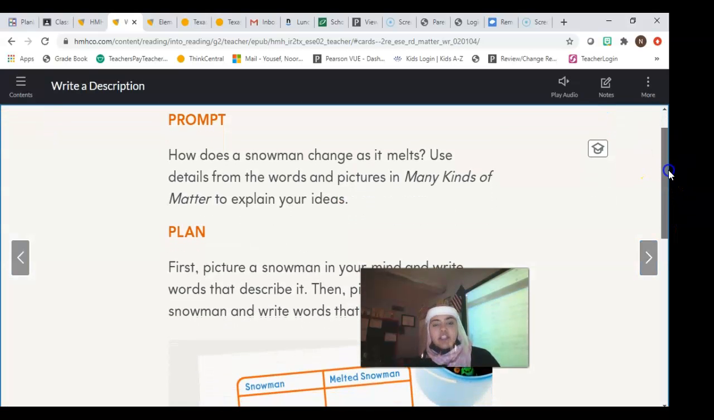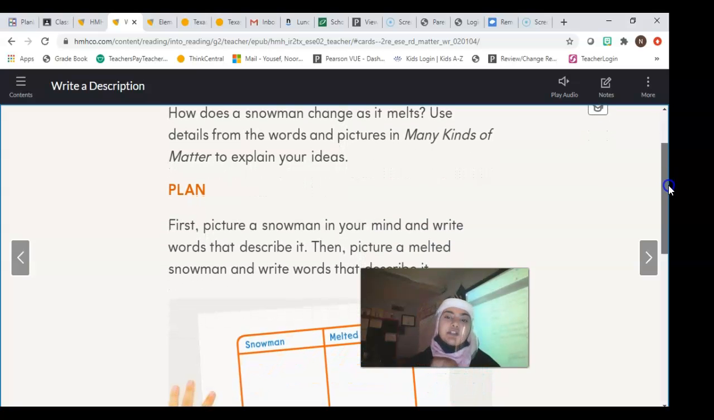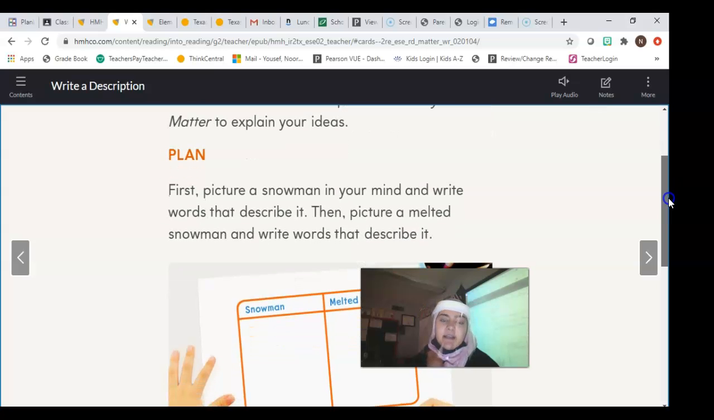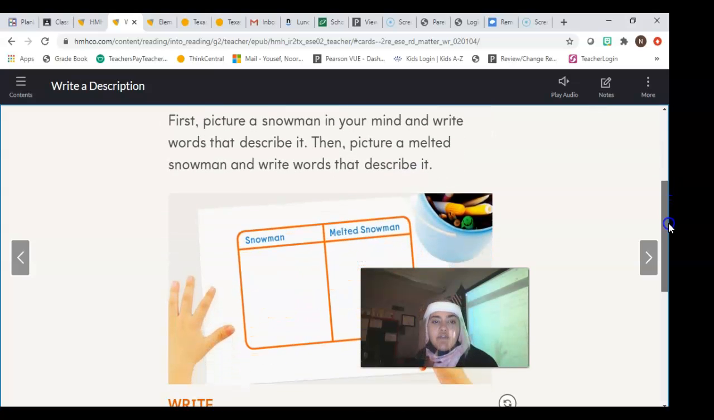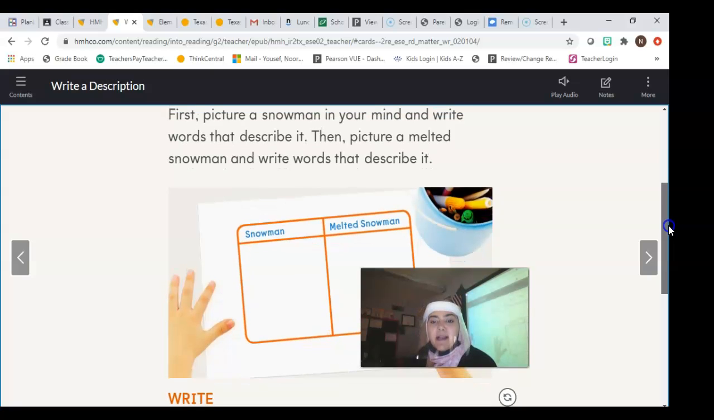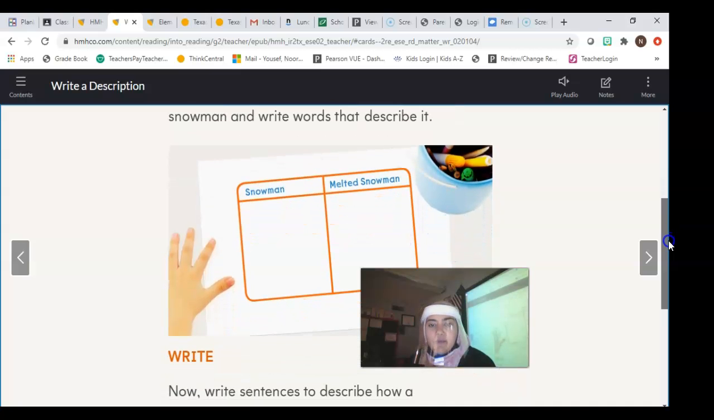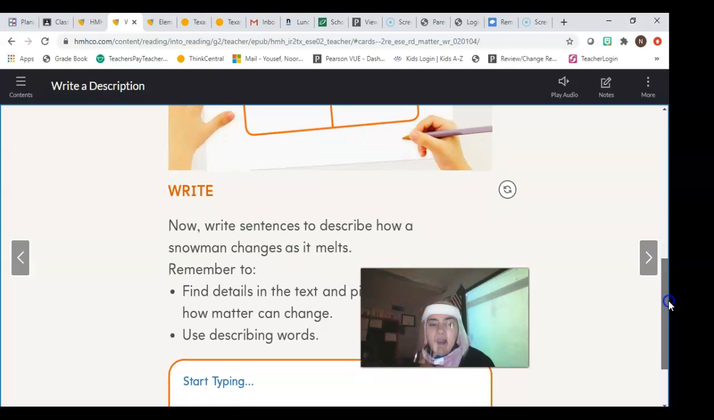How does a snowman change as it melts? We're going to use some details from the words and pictures and many kinds of matter to explain our ideas. So first, picture a snowman in your mind. I want you to close your eyes and picture a snowman in your brain, and write words that describe it. Then picture a melted snowman, and then we're going to write words that describe that.